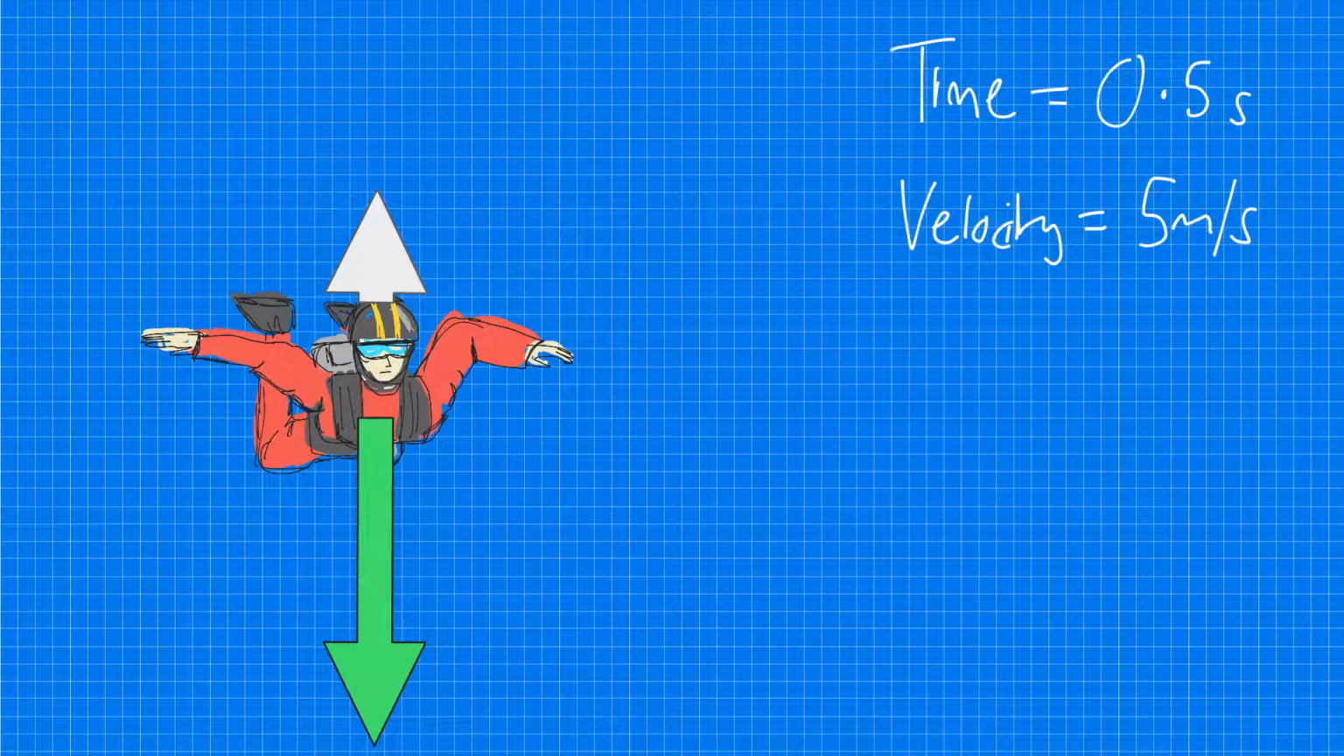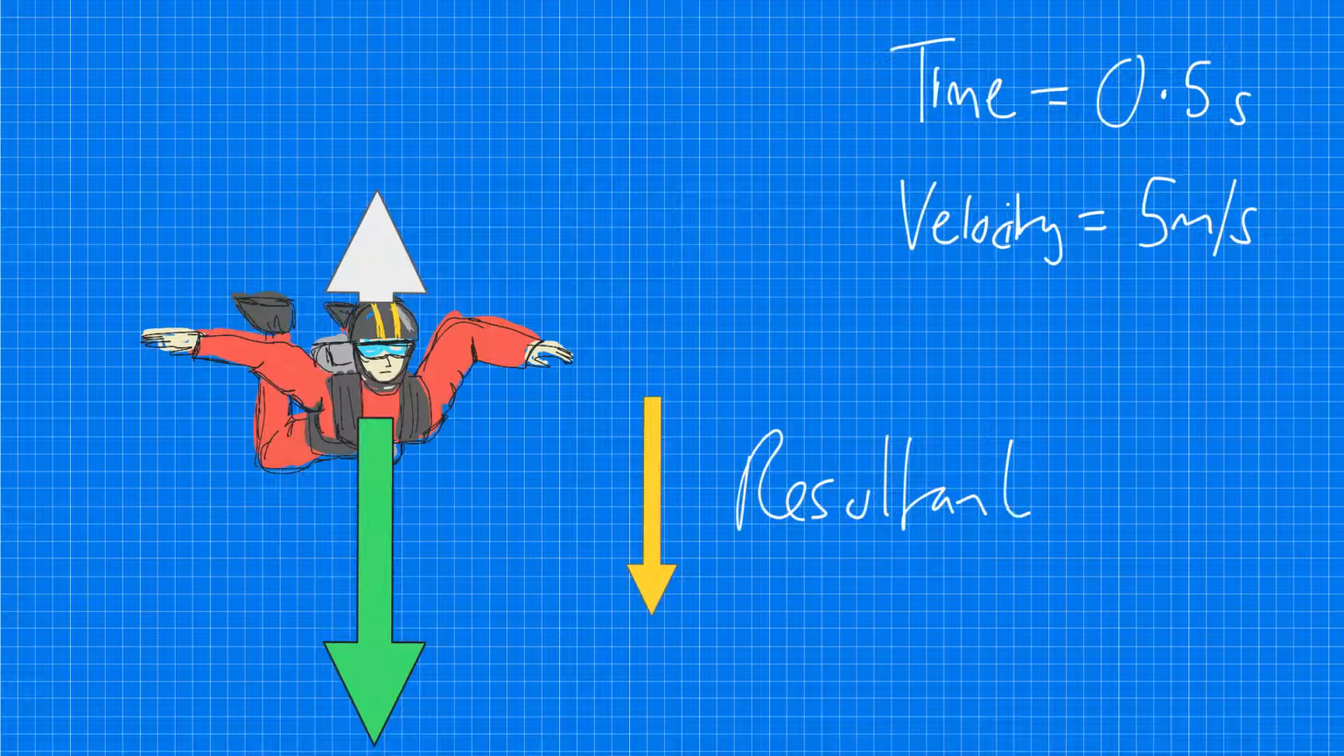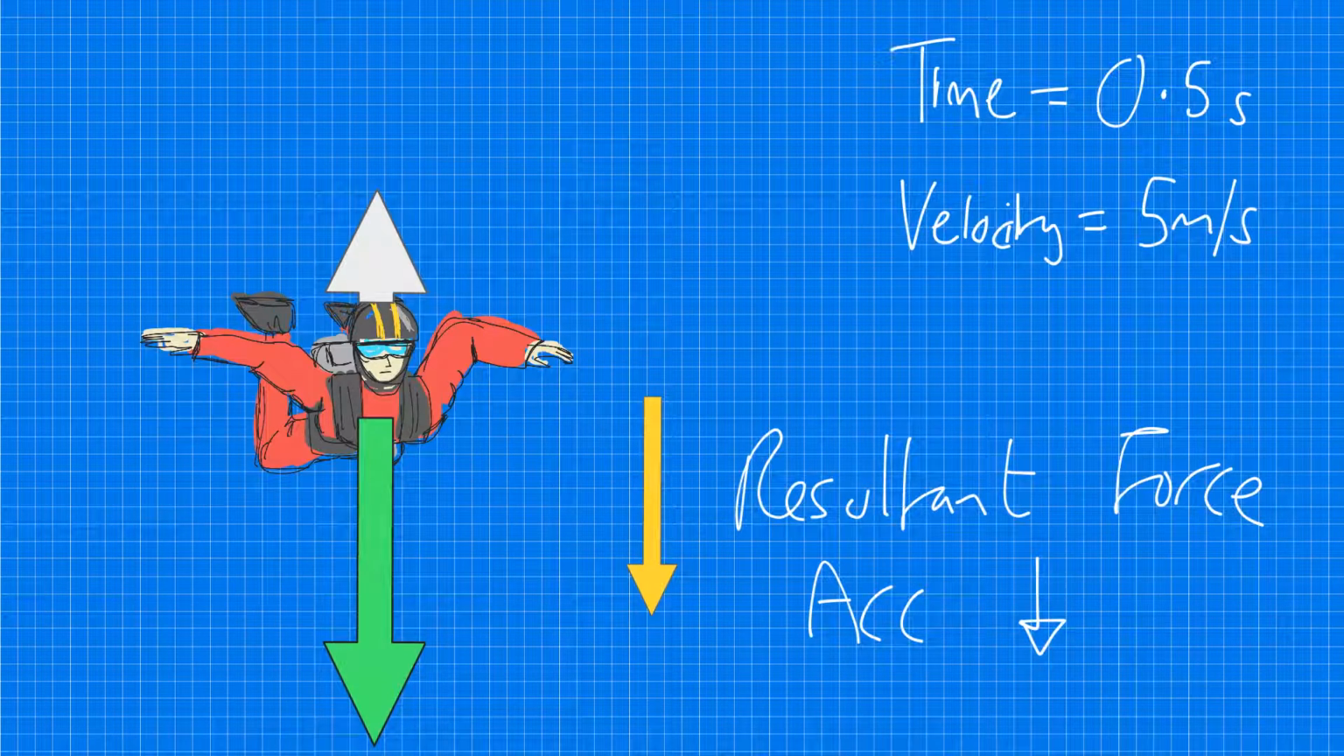But as you can see quite clearly from the arrows, these forces are not balanced. If we look, there would be a resultant force acting downwards on the skydiver, and that means that the skydiver is going to be accelerating downwards. So their velocity is now going to be increasing quite rapidly.